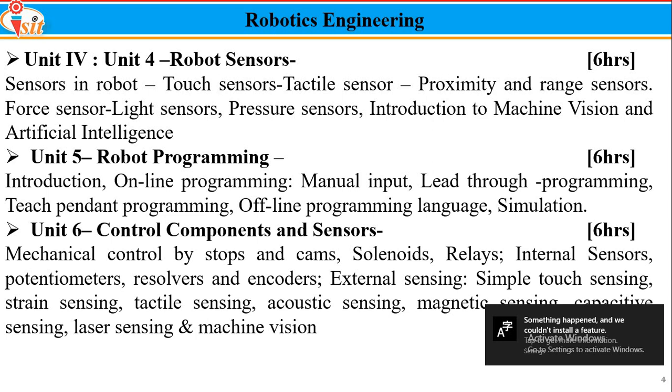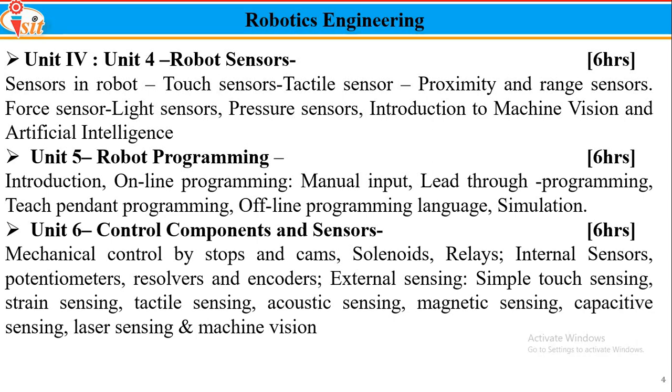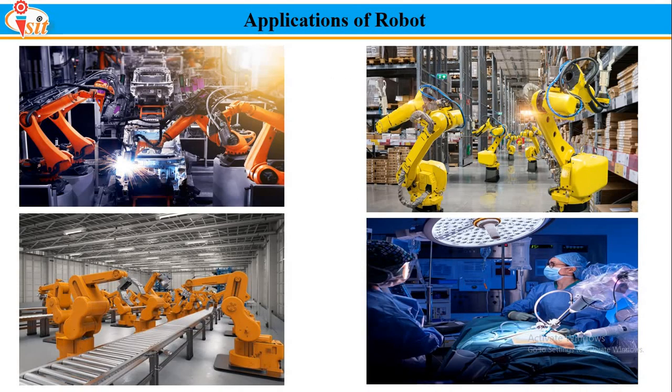Unit number 6 is related with control components and sensors. Here, mechanical control by stops and cam, solenoids which are related with the electrical part, relays, that is internal sensors, then potentiometer, then resolvers and encoders, external sensing, that is simple touch sensing, strain sensing, tactile sensing, acoustic sensing, magnetic sensing, capacitive sensing, laser sensing and machine vision. So this is the content of unit number 6. If you learn this course, then at least the basics of robots you will learn.